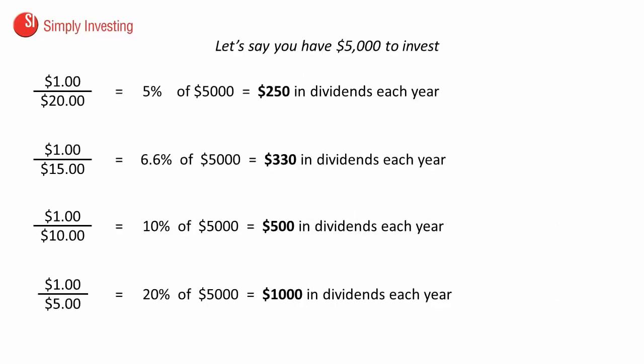So again, let's go back to our example of $5,000 to invest. So if you were to buy these shares at $20 each, your return on investment would be 5%, which is the $250 in dividends that we looked at before. However, if you waited till the shares dropped to $5, the same $5,000 invested now would earn you 20%, which would mean $1,000 in dividends each year for as long as you own the shares in this company, and as long as the company continues to pay dividends. So you can see that as the share price drops, you're going to earn more in dividends. So it pays to buy low.